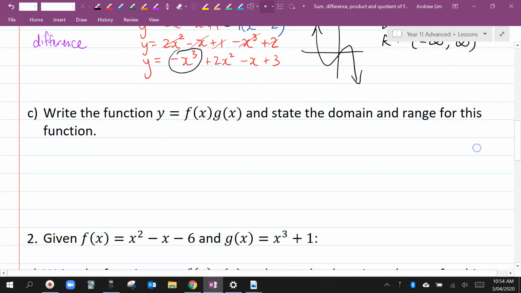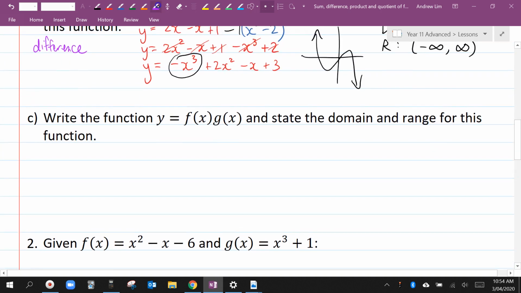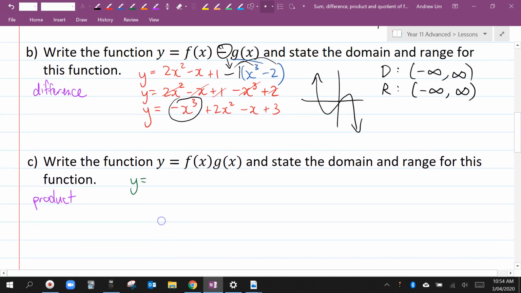Okay, let's have a look at question C. Write the function y equals f of x multiplied by g of x and state the domain and range for this function. So this is the product of two functions. So f of x is 2x squared minus x plus 1. But we need to multiply that by g of x, which is x cubed minus 2. I'm just going to move this down one.